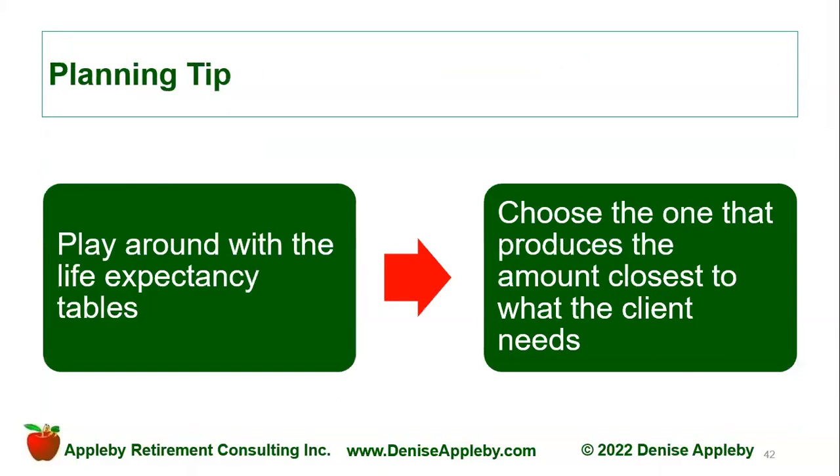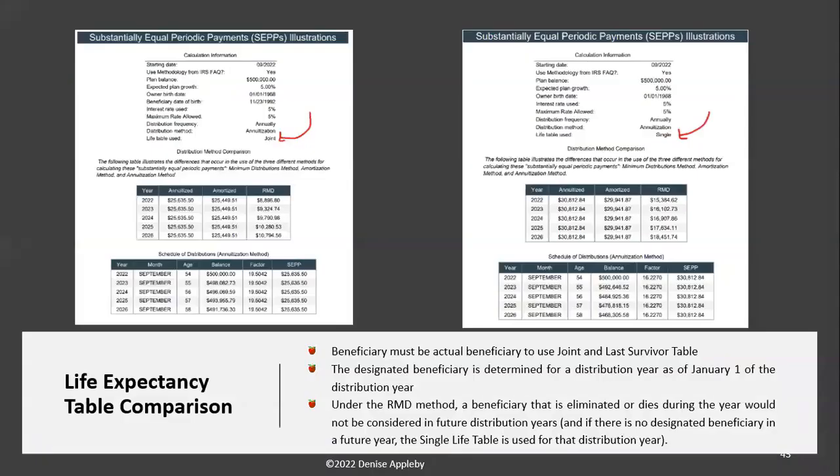Another planning opportunity here: play around with the life expectancy table and see which one gets your client closest to the amount that they need. We look at this calculation here, where on the left-hand side, we're using the joint life expectancy table, and on the right-hand side, we're using the single life expectancy table. You'll see using the other factors, the amount using the joint life expectancy table is $25,000 plus, whereas using the single life expectancy table, it's $30,000 plus.